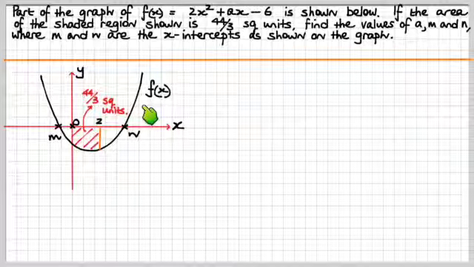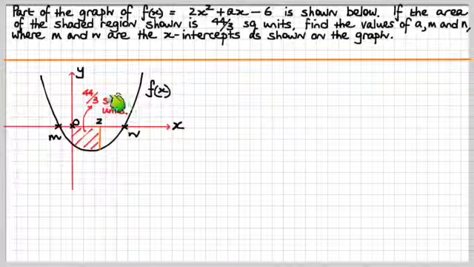Well, let's see if we can have a look at it and see if we can figure out what's going on here, guys. Now, here's the area, okay? So we've got an area between 0 and 2 in the x, and that comes to 44 over 3 square units. We've got m here, we've got n there.